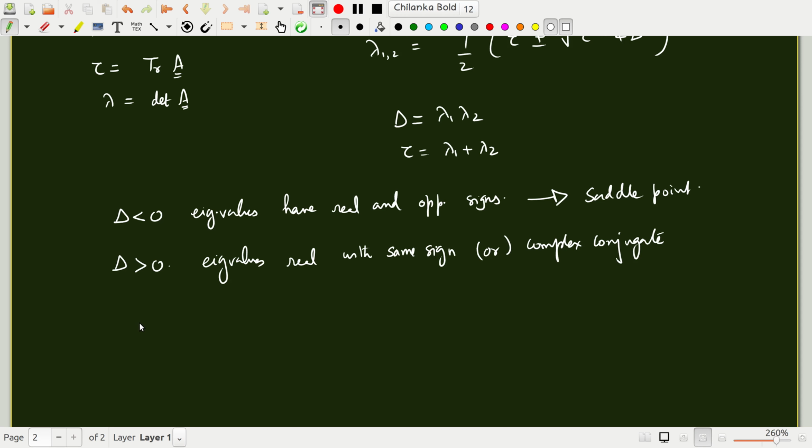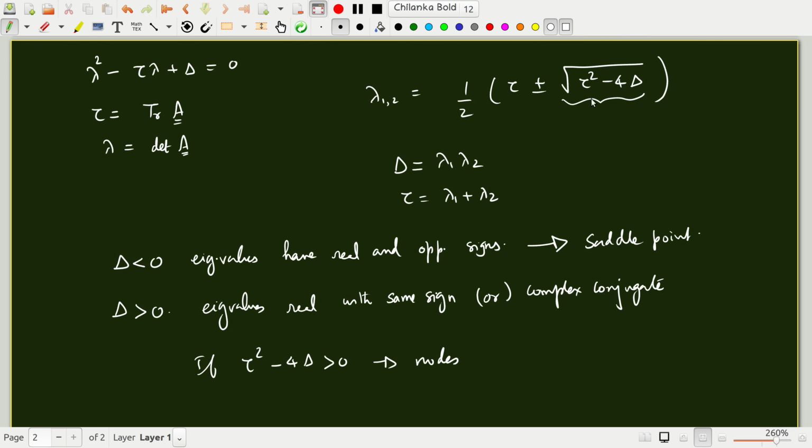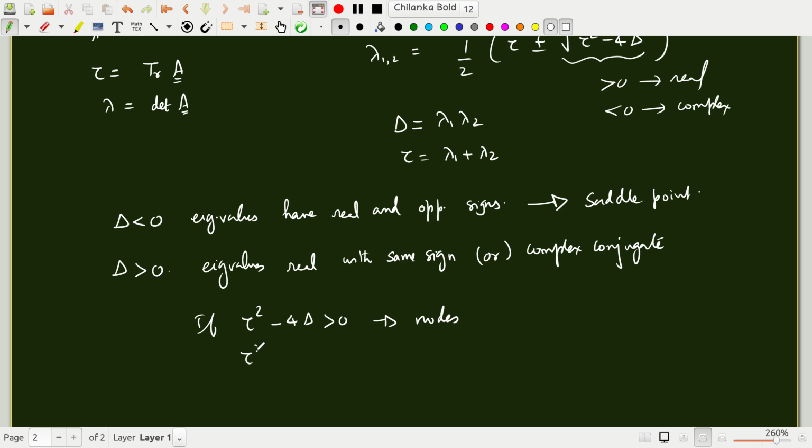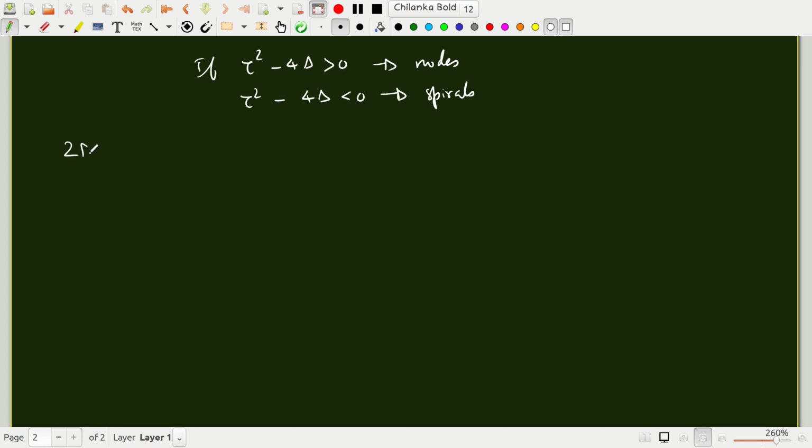So when delta is greater than 0, if tau squared minus 4 delta is greater than 0, then you have nodes, because you have real eigenvalues. If this is less than 0, you have complex eigenvalues. So that's what I'm trying to say here. If tau squared minus 4 delta is less than 0, you have spirals, because the moment you have an imaginary part, you will have spirals.